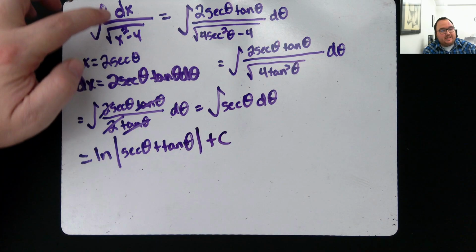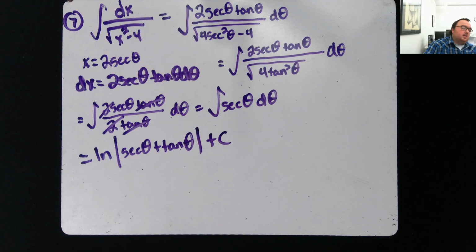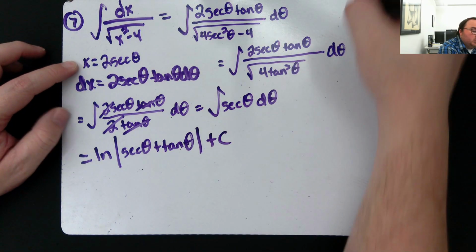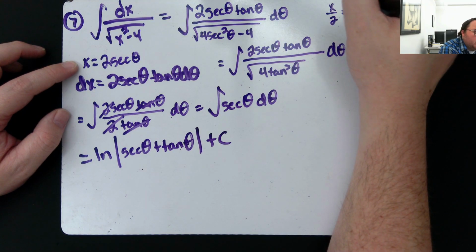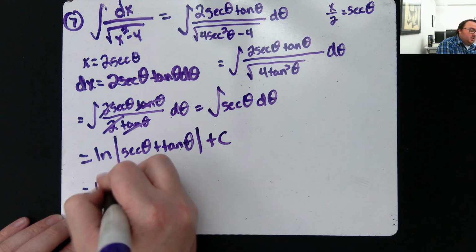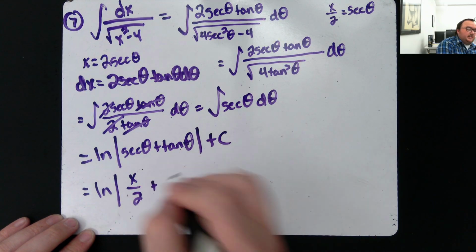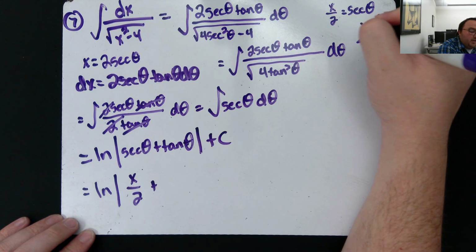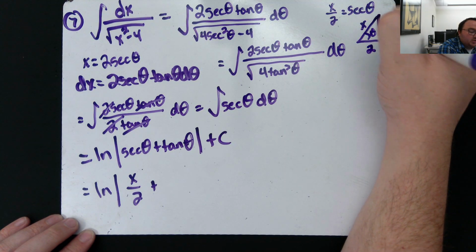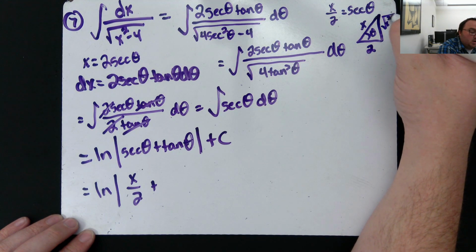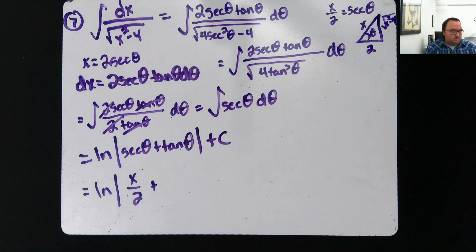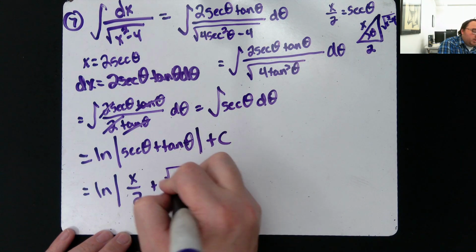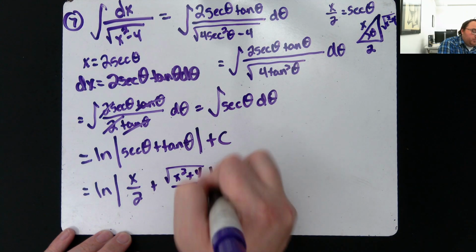But again, I started with dx, which means I want it in terms of x. So secant, we already know, is going to be x over 2, so that part's easy. Plus tangent, though: if secant is x over 2, remember secant is hypotenuse over adjacent, so the adjacent side is 2 and the opposite is going to be the square root of x squared minus 4. So tangent is opposite over adjacent, so it's going to be the square root of x squared minus 4 over 2.